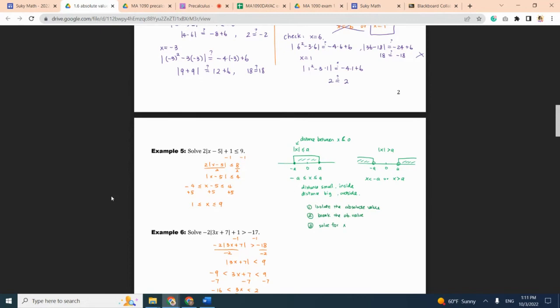So here are the steps. Isolate the absolute value, okay? And then break the absolute value. It depends on whether the distance is small. Small means it's bounded between a and minus a. Big means outside this range, so x is less than negative a, or x is greater than a. So I try to write down the steps.